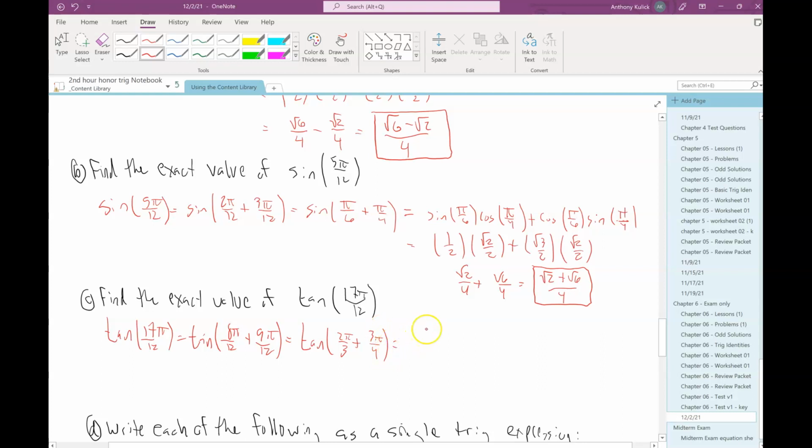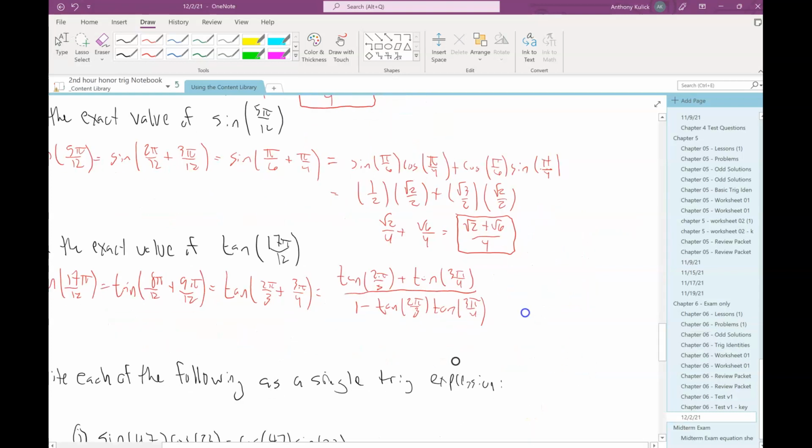So when I apply my formula for tangent, I have tangent of 2 pi over 3 plus tangent of 3 pi over 4, over 1 minus tangent of 2 pi over 3 times tangent of 3 pi over 4. So then I go to my unit circle to look up these values.